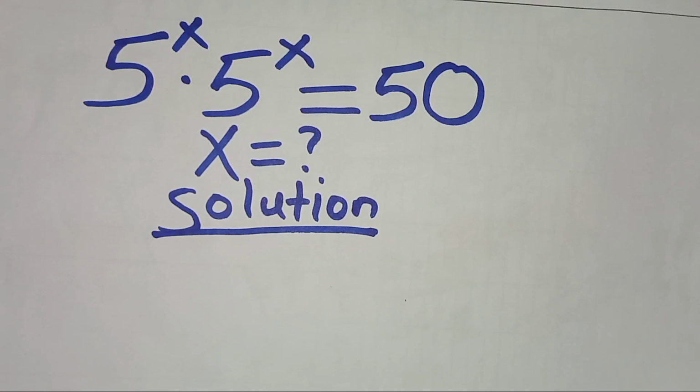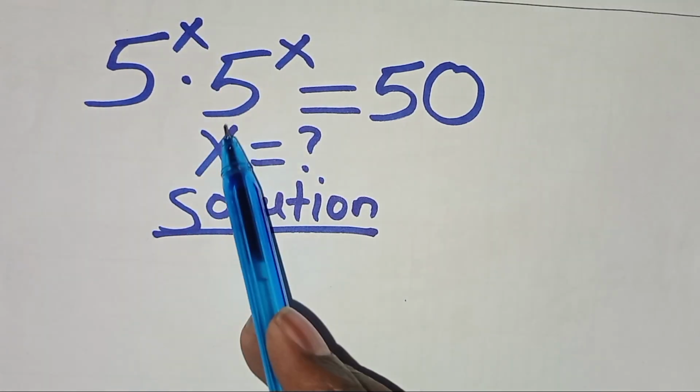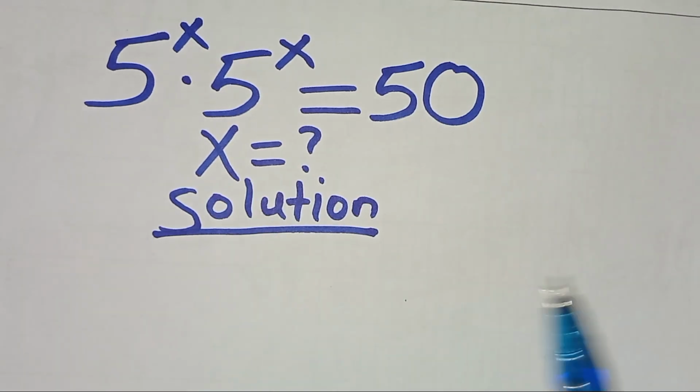Hello everyone, let's solve this exponential equation, which is 5 to the power x times 5 to the power x is equal to 50. So what is the value of x?